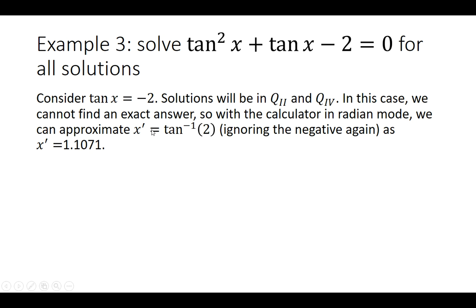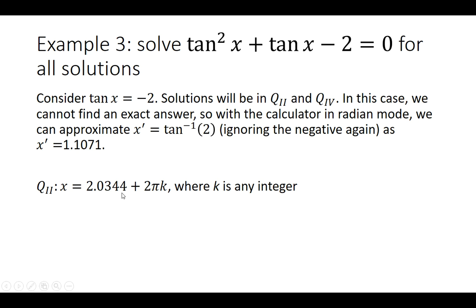We start by approximating the reference angle x prime using arctangent of 2, not -2. When we're looking for reference angles, it's always a positive value. And our reference angle would be approximately 1.1071. We would now need to get our two solutions in quadrants 2 and 4. For quadrant 2, we'd have to go backwards 1.1071 radians from pi radians. This number here, 2.0344, is pi minus the reference angle.